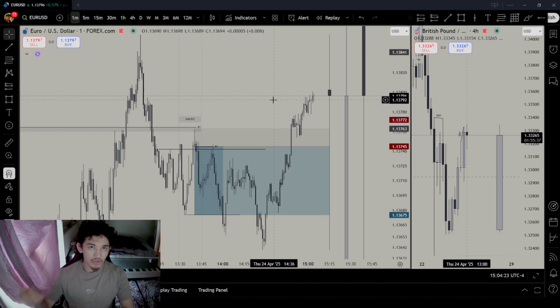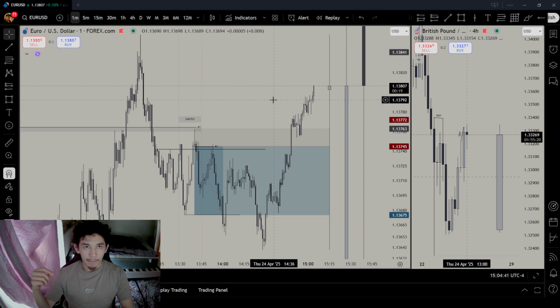This is how you trade the PM session macro using CRT. CRT is MXM. CRT is accumulation, manipulation, expansion, as well as power 3. That's all it is, right?